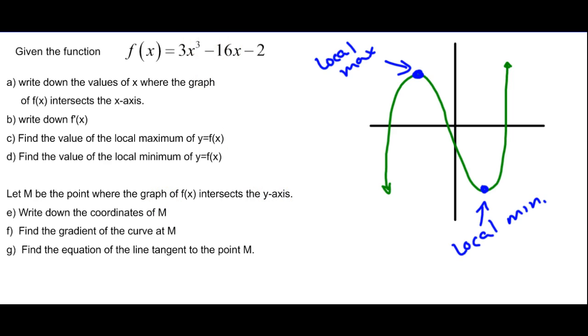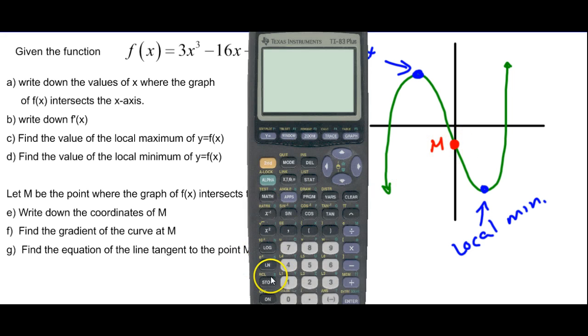So the next part: let M be the point where the graph of f of x intersects the y-axis. All right. So what they're actually asking you is, where is the y-intercept? The y-intercept is right here. They're telling you that that is point M. It's called point M. What we want to do is find the coordinates of M. You can find that on the graph by doing this. Sorry, it's turned off. You can go trace, plug in 0, and then press enter, and it gives you negative 2.